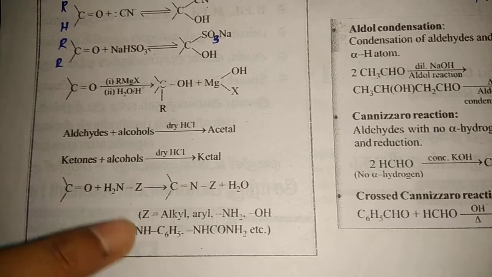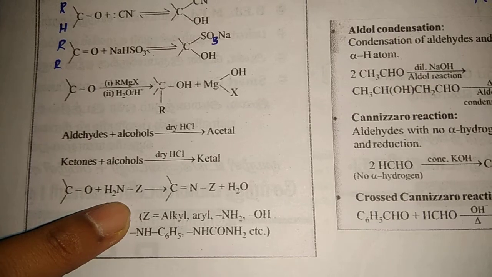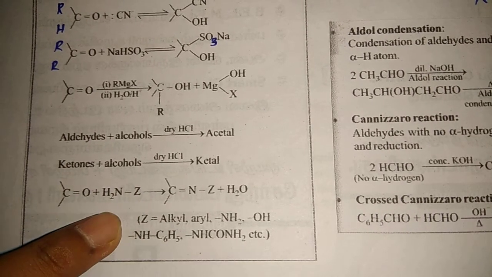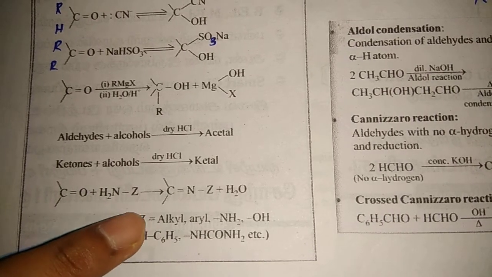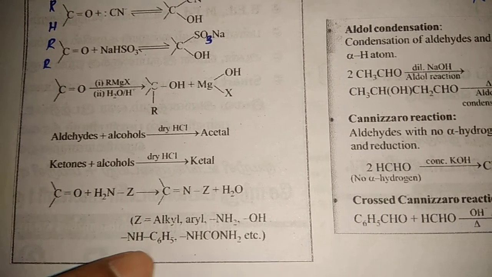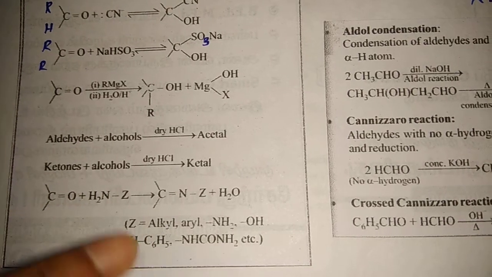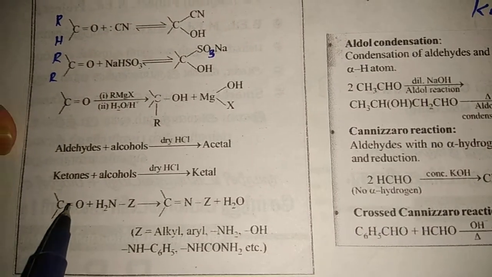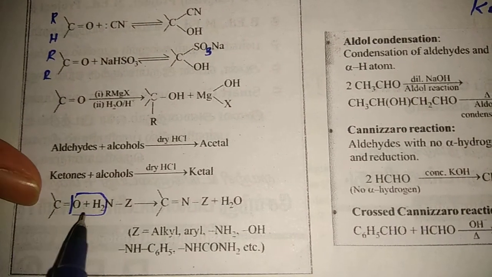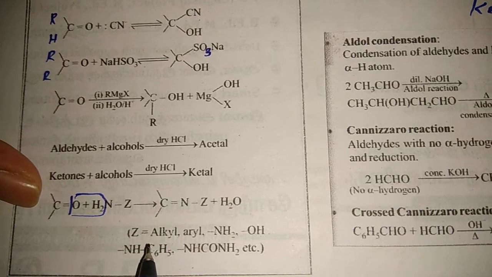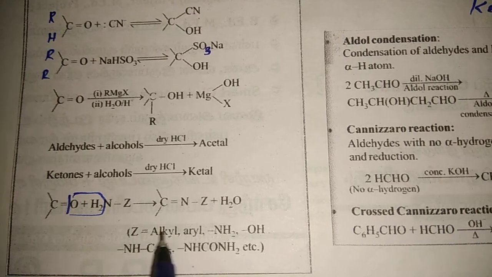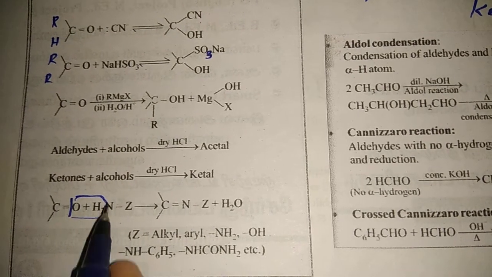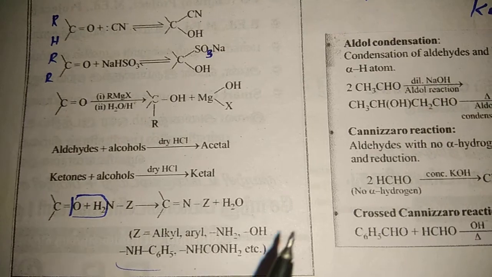Here we generally call this a Z group, and this Z may be alkyl or aryl, or NH2. If it is NH2, it is hydrazine; otherwise OH is hydroxylamine, or NHC6H5 is phenylhydrazine, like that, a lot of substitutions are there, or else amide. Whatever it may be, just by removal of water, the C=N double bond is formed, and we call these Schiff bases. So the C=N bond is formed by the removal of a water molecule. This is general for all the substitutions instead of Z.